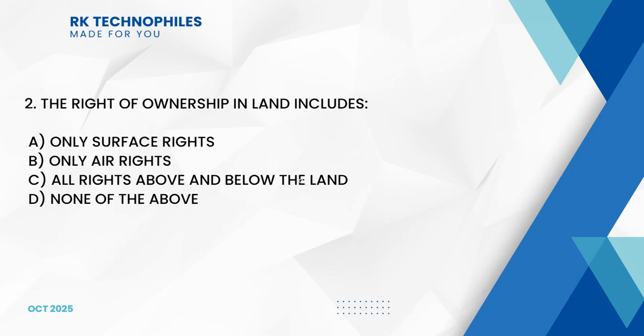Second one, the right of ownership in land includes A. Only surface rights, B. Only air rights, C. All rights above and below the land, D. None of the above. The answer would be C. All rights above and below the land.